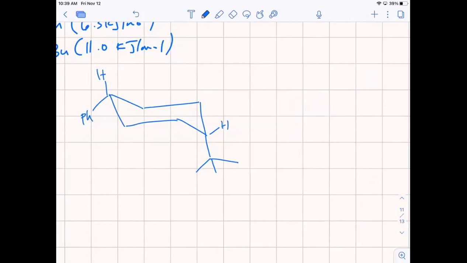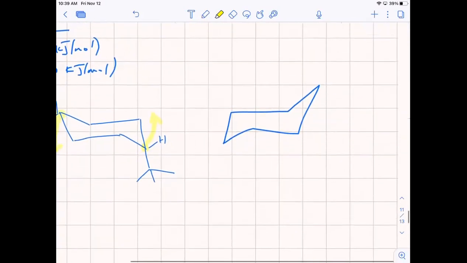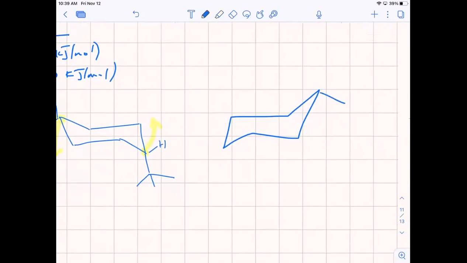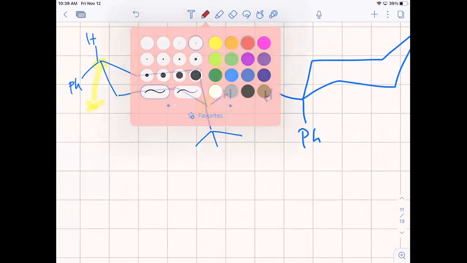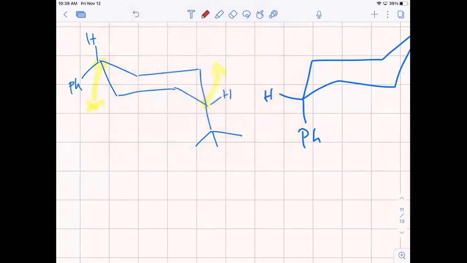You said upside down. Like that. Yes, it'll be inverted, right? This carbon is going to get pushed down that way, and then this carbon is going to get pushed up that way. All right, so my tert-butyl is now equatorial, and then my phenyl is now axial.